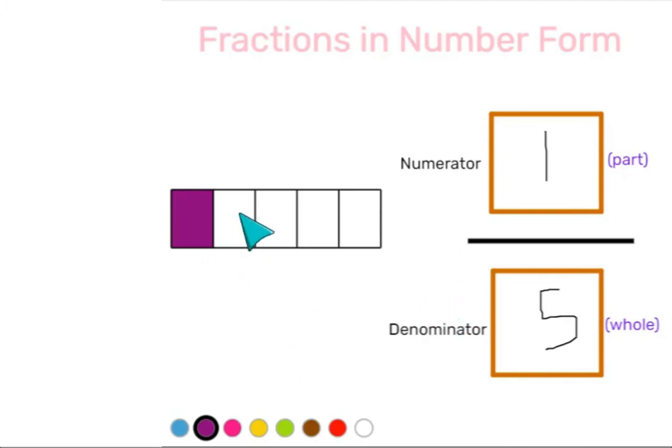We can color in a few more parts and see how that changes our fraction. Which part of the fraction will change? The numerator tells us how many parts we are referring to, so the numerator will change to a 4. The whole rectangle is still split into 5 total parts, so the denominator doesn't change. Our fraction is now 4/5.